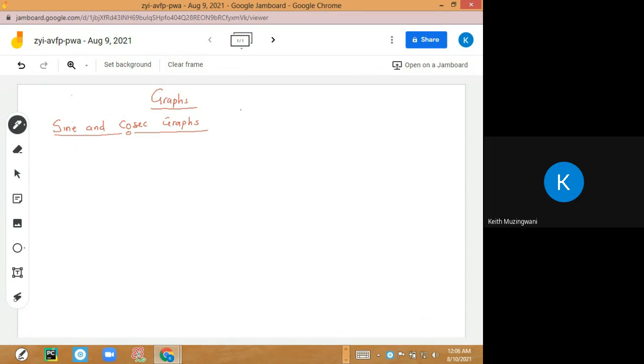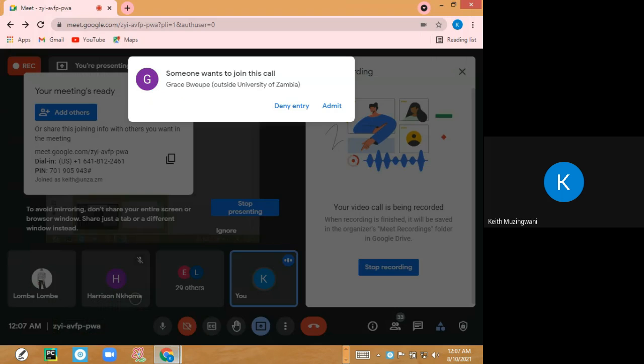So what is important here is to know the original form. We'll prove the identities after this. Don't worry about the identities. We'll do them after the graphs in the next class.